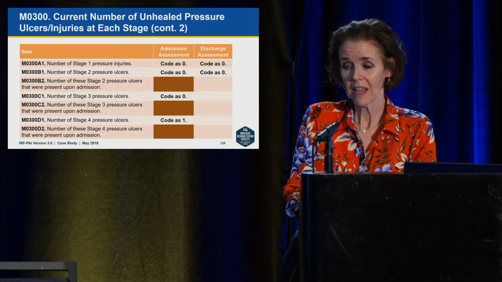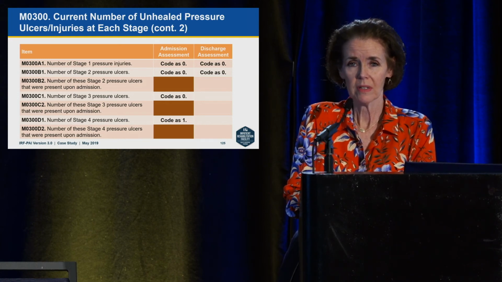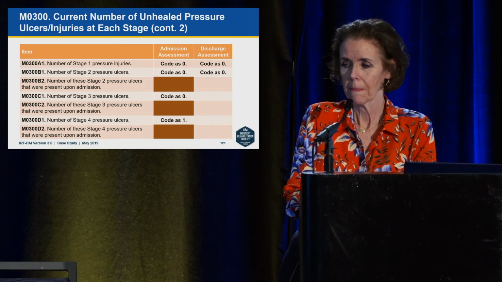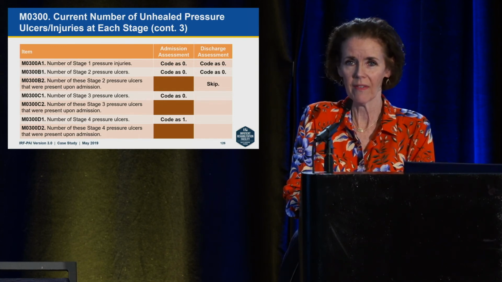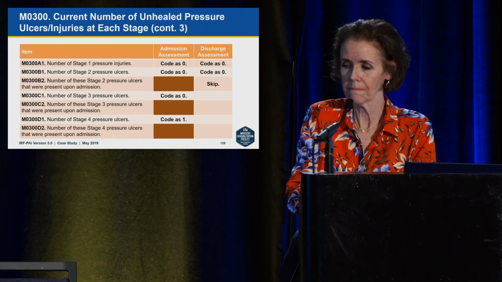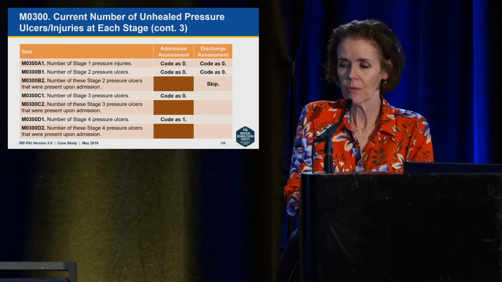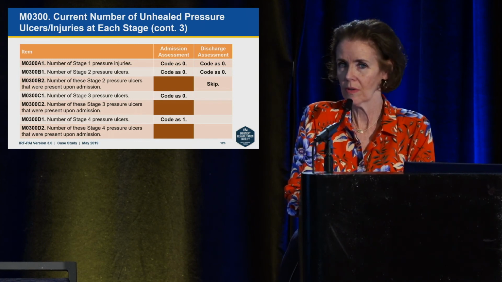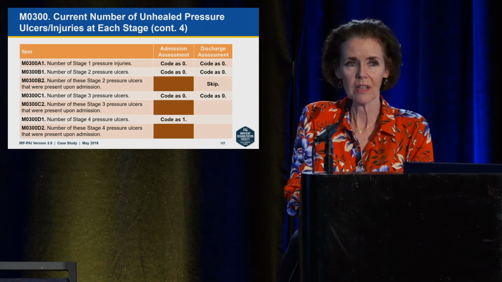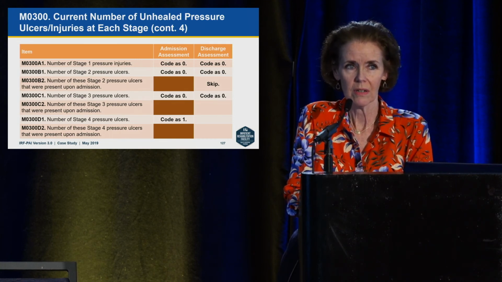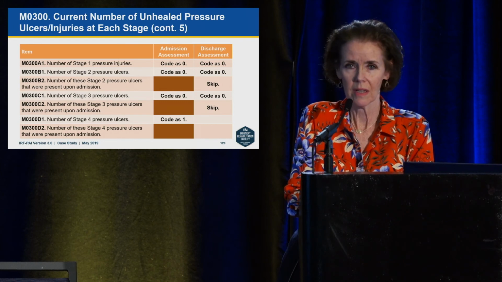Number of these stage 2 pressure ulcers that were present upon admission, that's a skip, right? Because if we have none, then we can't have any of those that were present on admission. The number of stage 3 pressure ulcers should be coded as 0. The number of these stage 3 pressure ulcers that were present on admission would be a skip.